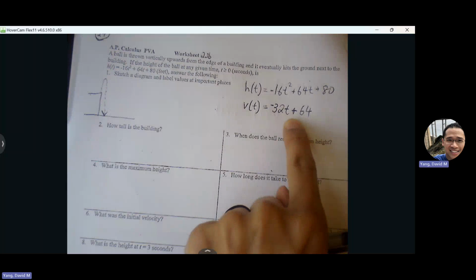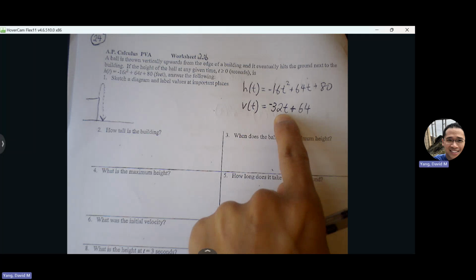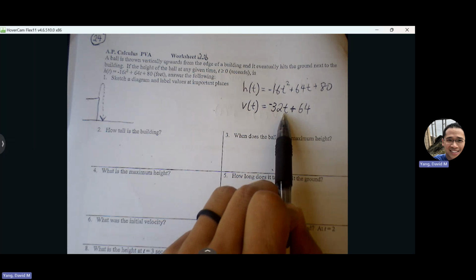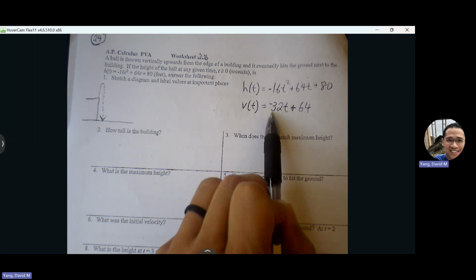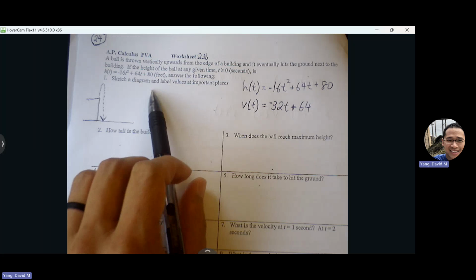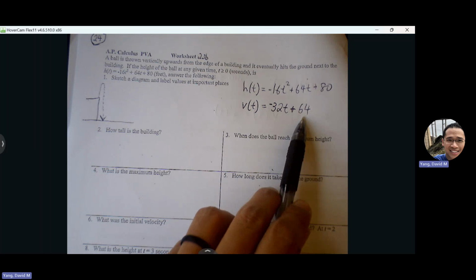So the velocity function, let me talk about what this does for us. If I plug in any t value, it'll tell me how fast the ball is moving and in what direction. If you get a positive velocity, that means the object is on its way up. If you get a negative velocity, that means it's on its way down. If I plug in 0, v of 0 is 64 feet per second, and that makes sense because at the moment that the ball is being thrown, it is being thrown at a velocity of 64 feet per second.